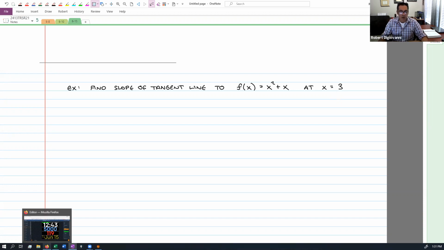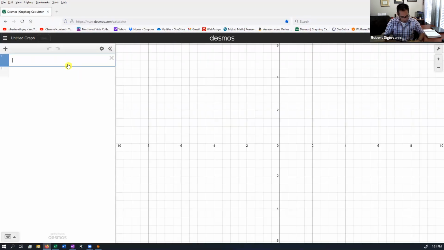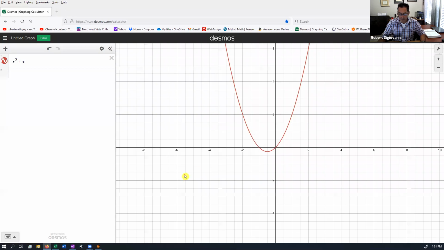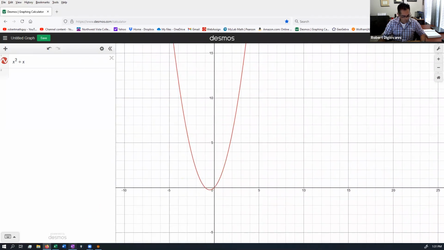I like to always back this up with pictures to make sure everyone knows what we're trying to do visually. We're looking at x squared plus x, and x is 3. If we plug 3 into that function, what would we get? 12. Right, yeah.